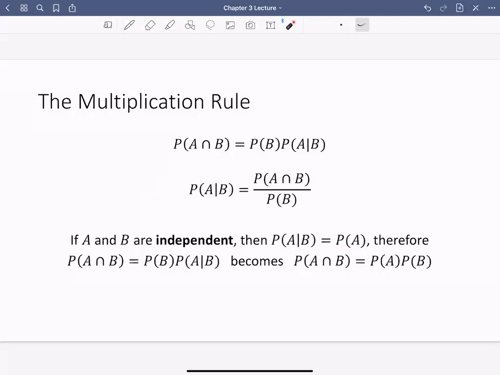Therefore, if that's the case, then the intersection right here that we've started with, this is now just A. You're taking the probabilities and multiplying them together if they're independent. If they're not, then you have to do a little more work.